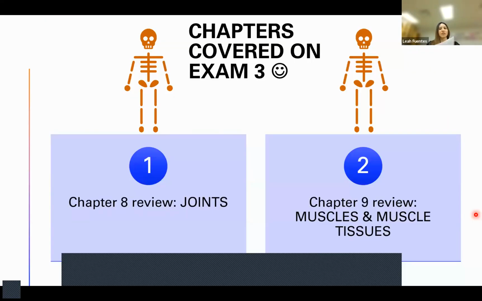Okay. So the chapters covered on lecture exam 3 are 8 and 9. Chapter 8 is joints, and then 9 is muscles and muscle tissue. Once we get past this unit, chapter 10 is all muscles, and that will be in the lab. So this is strictly for lecture.